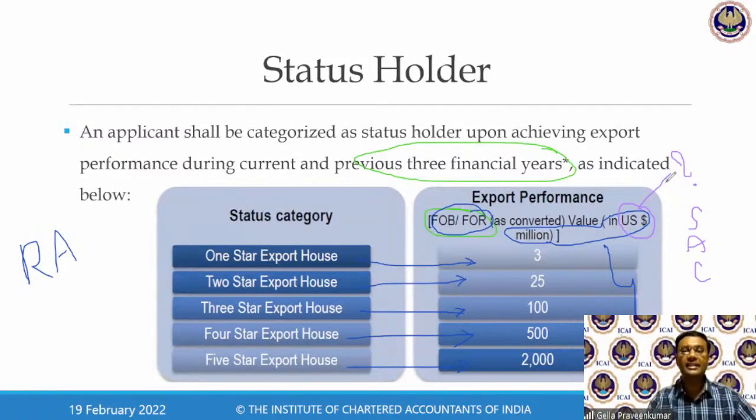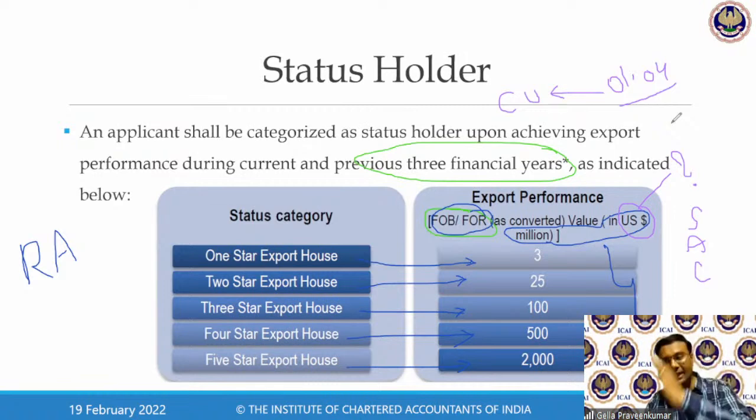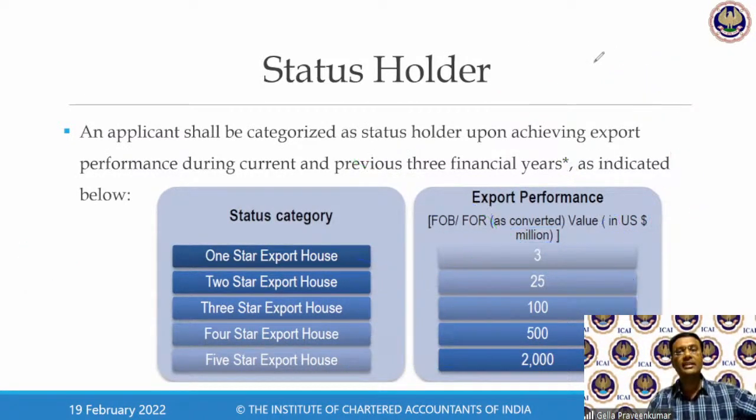For this calculation, they say, take as on 1st April of every year. On 1st April of every year, the rate which is notified by customs. My customs authorities notify the foreign exchange rate. So the rate which is notified by customs as on 1st April for every year will be taken into consideration for converting INR into dollars. So based on this turnover compliance, you will be issued something called status holder.